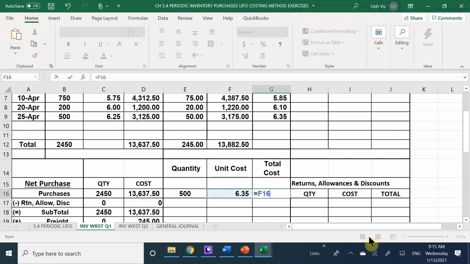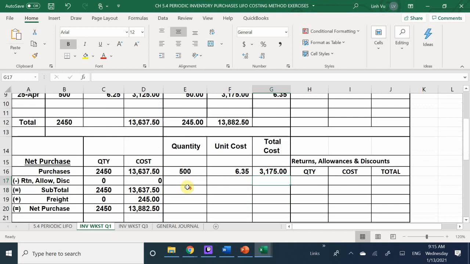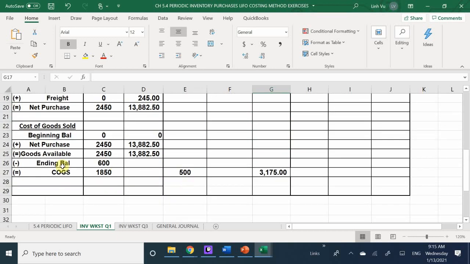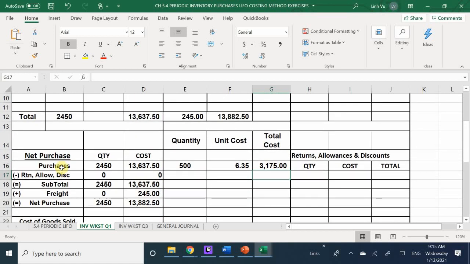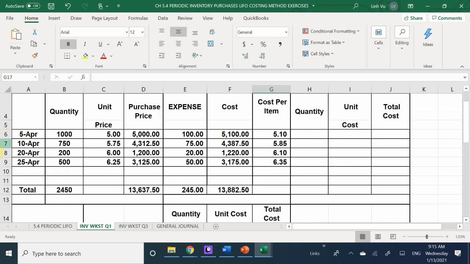Okay, and then I'm going to go ahead and enter in 3175. But that's us only selling 500 units. So we just only got rid of 1 batch. How much more do we need to sell? 1350. Yes, 1350. So now that my last batch is eliminated, what comes next?